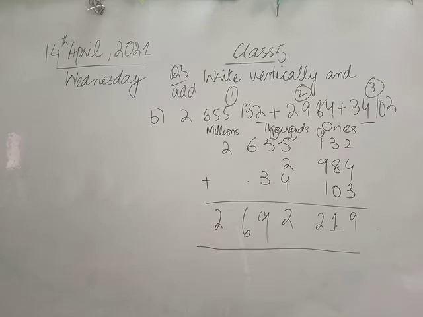Now I am going to read this number in total, which is 2 belongs to million, 692 belongs to thousand, and 219 belongs to ones. So 2,692,000 and 219. Okay, 2,692,000 and 219. Now I am going to write in words.